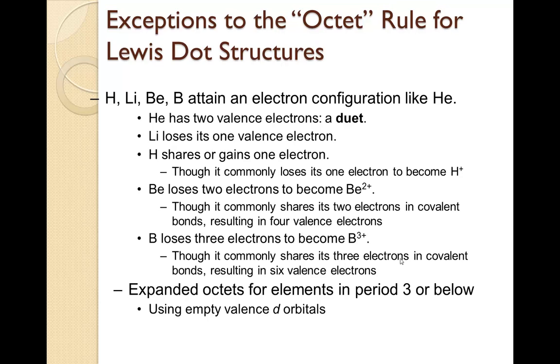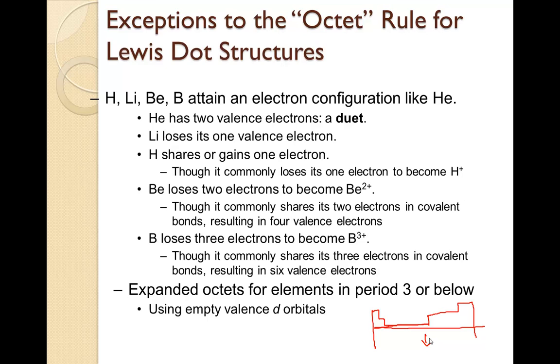Now to go the other direction, expanded octets for elements in period 3 or below, so we're talking about ones that actually consist of d orbitals, so here on down, use empty valence d orbitals. So that means that they can actually have more than an octet.